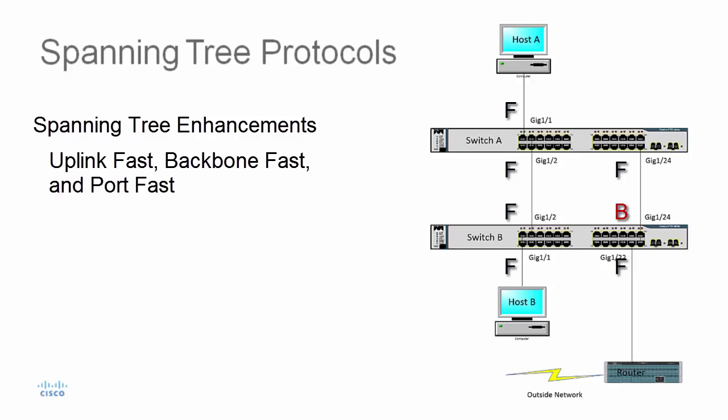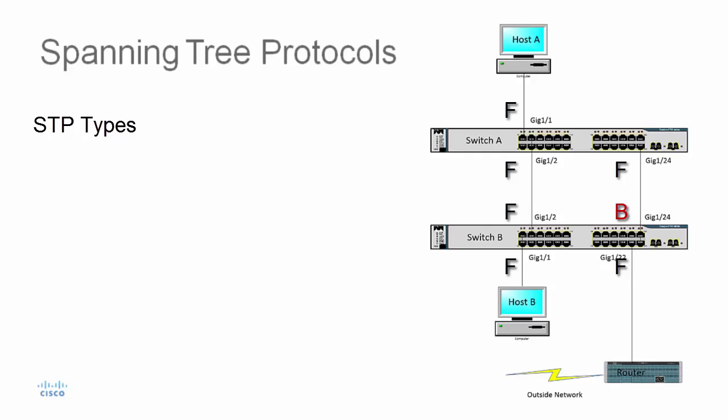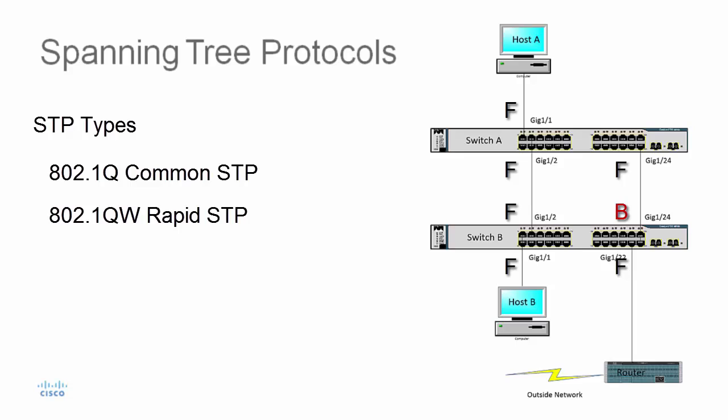Since the original 802.1d specification, many enhancements have been added. Some are implemented to speed up performance, such as UplinkFast, BackboneFast, and PortFast, while others are configured to increase security, such as BPDU guard, BPDU filter, root guard, and loop guard. There are also other mechanisms that are not directly related to STP, but can be used to complement STP operations, like UDLD. Today there are various flavors of STP, such as the IEEE specs of 802.1q Common STP, 802.1w Rapid STP, 802.1s for multiple STP, or the proprietary vendor extensions.